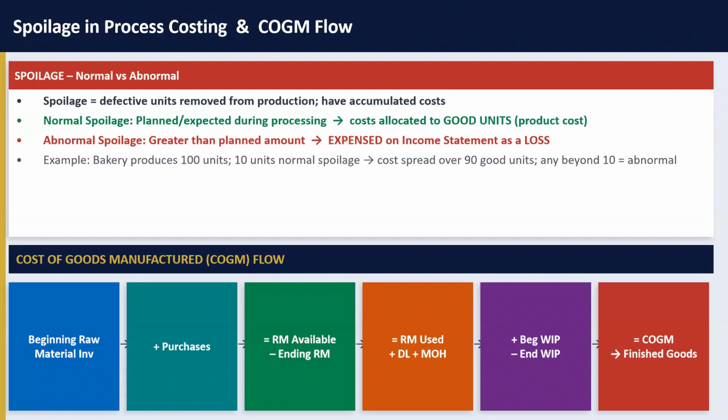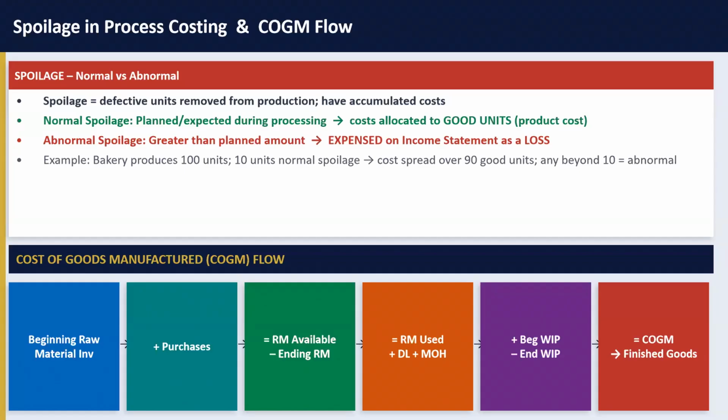Okay. Now, how do we treat this normal spoilage? We will just allocate it into good units. Why? Because this is out of our control. It will always take place. Nobody can avoid it. That is why you will add it into the cost of good units and consider that as cost of goods sold. So remember, normal loss will be added into cost of goods sold of the good products.